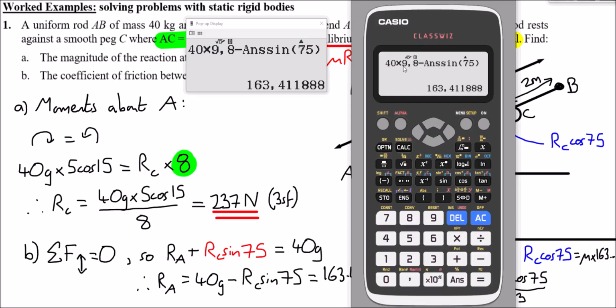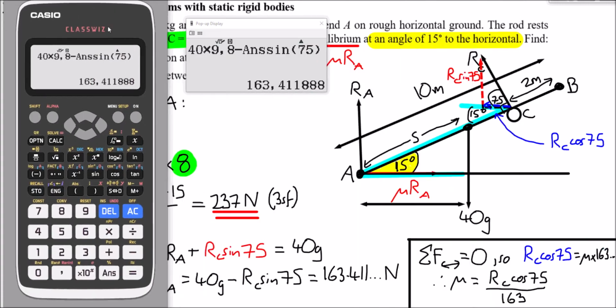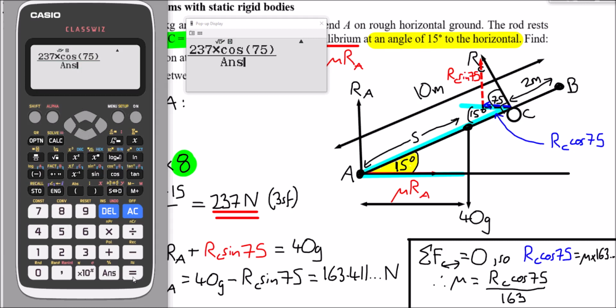So finally, that's stored in the calculator. The reaction at C was 237 newtons. Then I'm going to multiply that by cos 75, then divide that by my previously stored answer, like so. And I get here 0.375 to three significant figures. So mu is approximately 0.375.